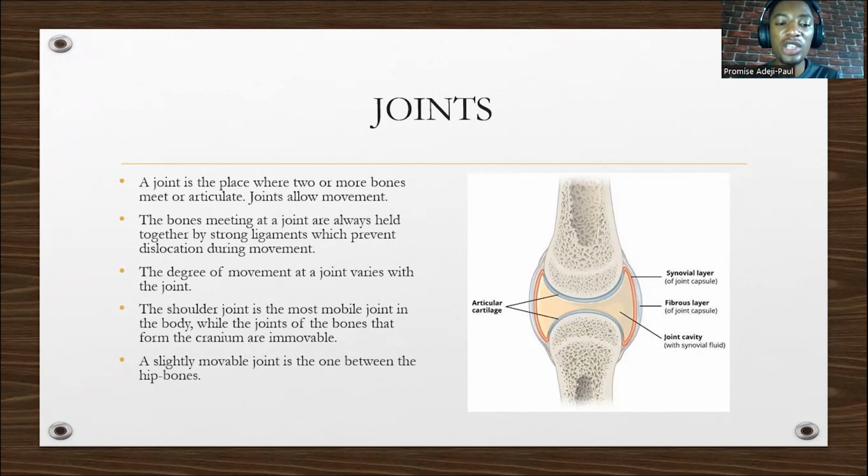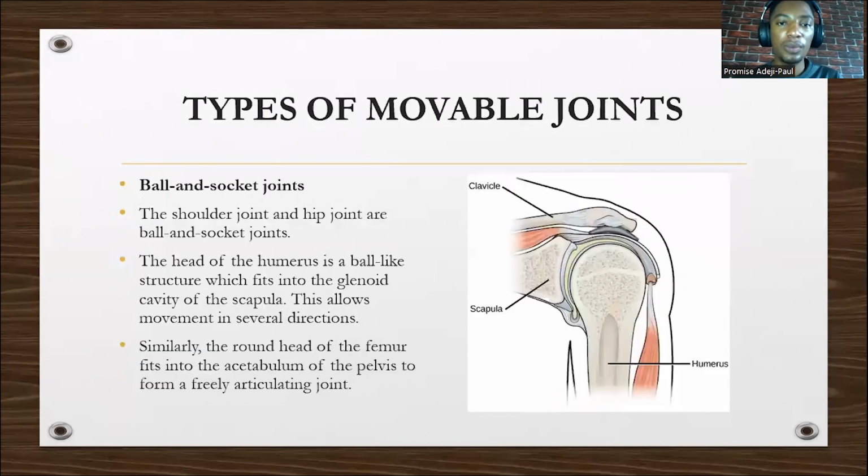So a slightly movable joint is the one between the hip bones. That's the one between the two hip bones. Slightly movable, mostly in females when they want to give birth. So take note of those points.